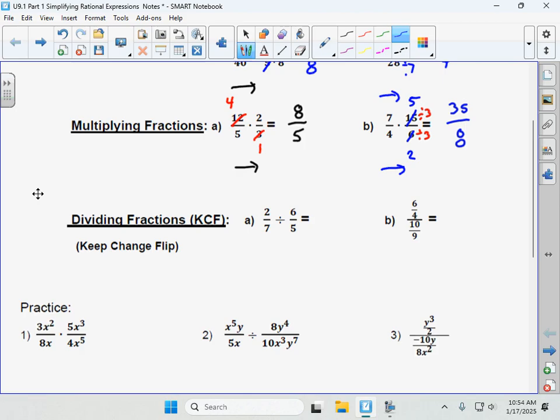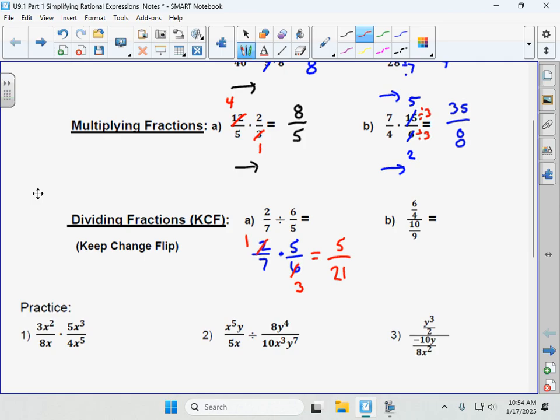All right, so 2 over 7 divided by 6 over 5 is really 2 over 7 times 5 over 6. Now we've changed it to a multiplication problem. Again, if you want to simplify first diagonally by dividing by 2, then you could multiply straight across. 1 times 5 is 5, 7 times 3 is 21. So 5 over 21 would be the answer.